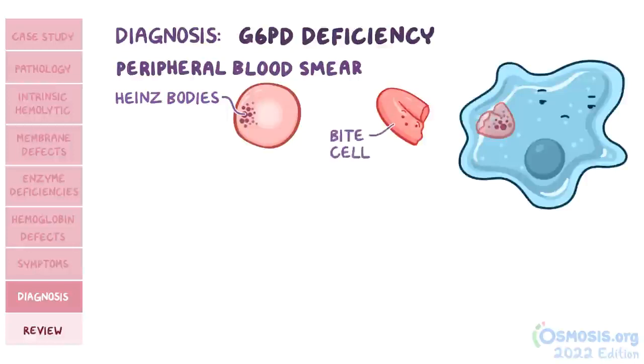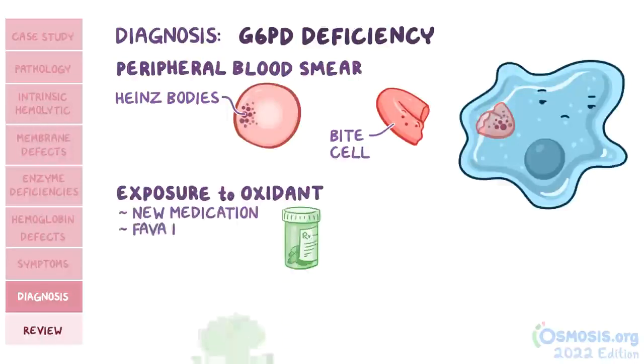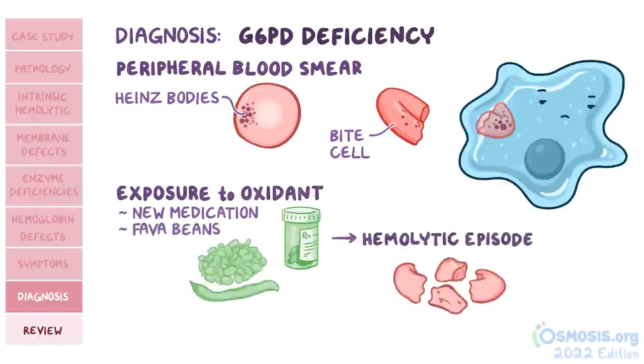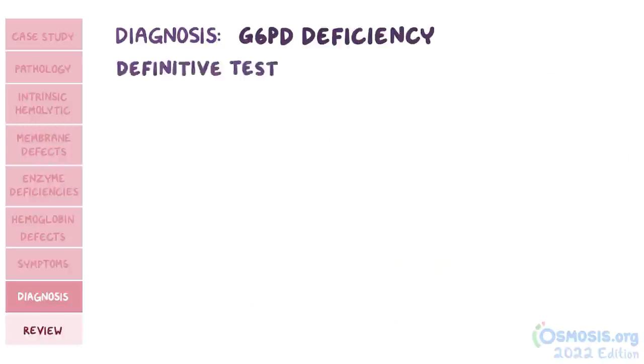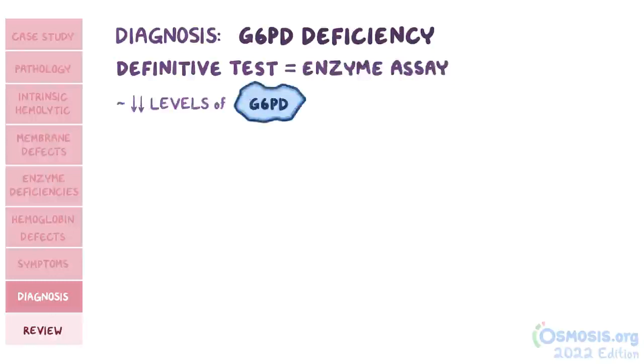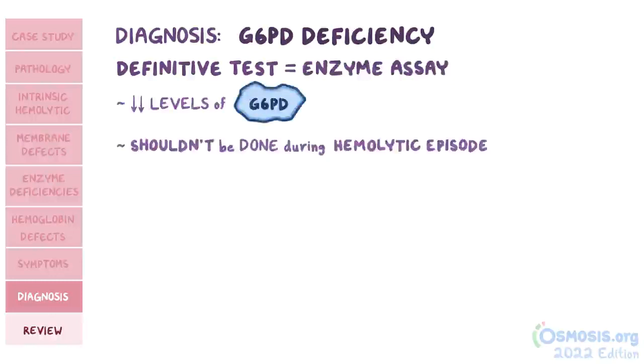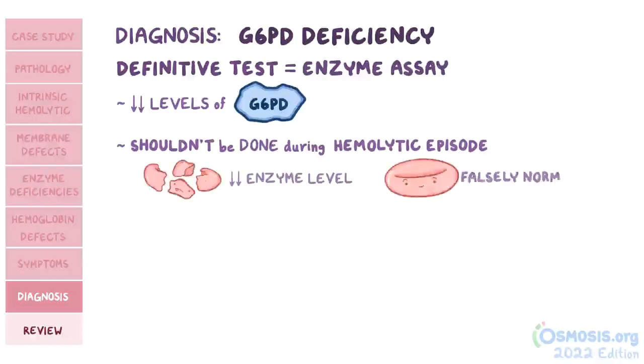The diagnosis is suspected if there's a history of recent exposure to an oxidant, like starting a new medication or eating fava beans, followed by a hemolytic episode. But the definitive test for G6PD deficiency diagnosis is an enzyme assay to detect the levels of G6PD. Now, the assay shouldn't be done during the hemolytic episode, since the cells with low enzyme levels are dead, and the levels of G6PD will be falsely normal.